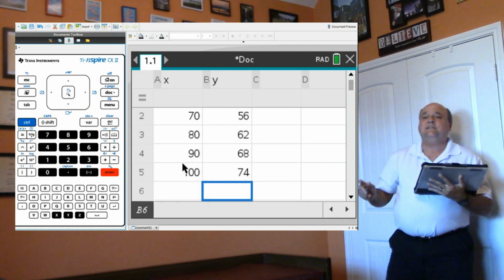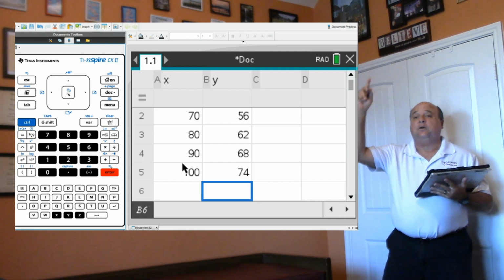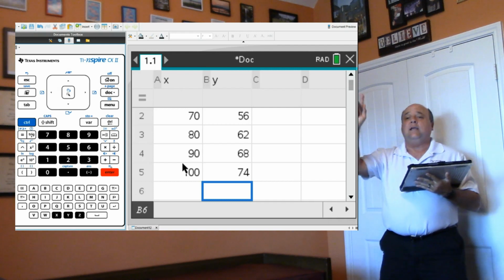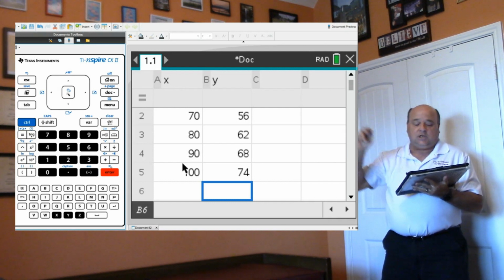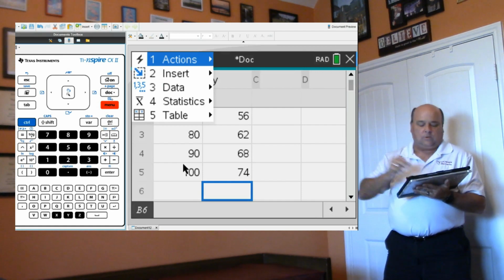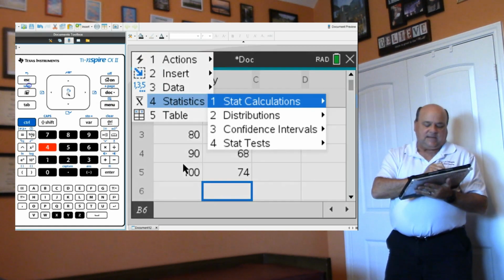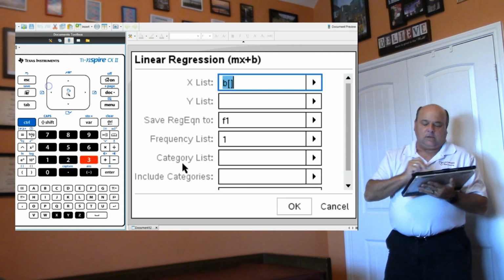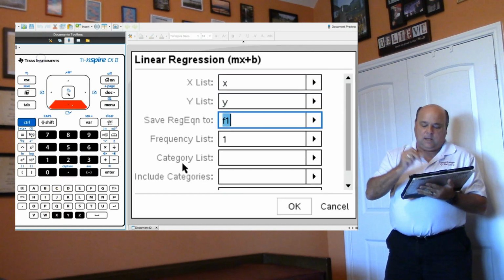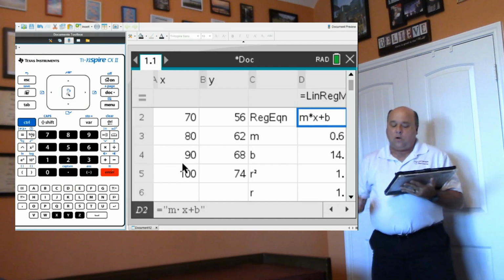Okay, once I get this in, remember you've got to run a stat calculation. It's a lot of punches on the calculator. So we're going to hit menu, stat calculation, linear regression. So menu, and it's menu 4 1 3. Menu, stat calculation, linear regression is 3, X down, Y down, and then hit enter.